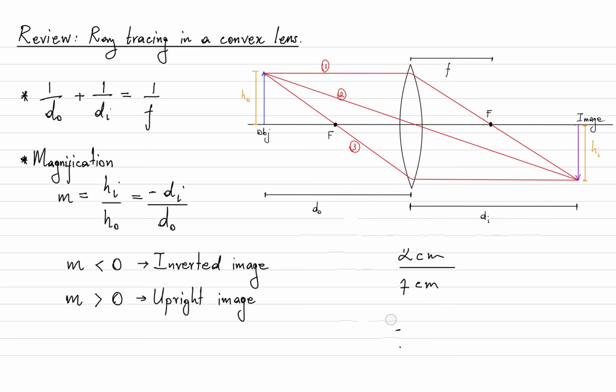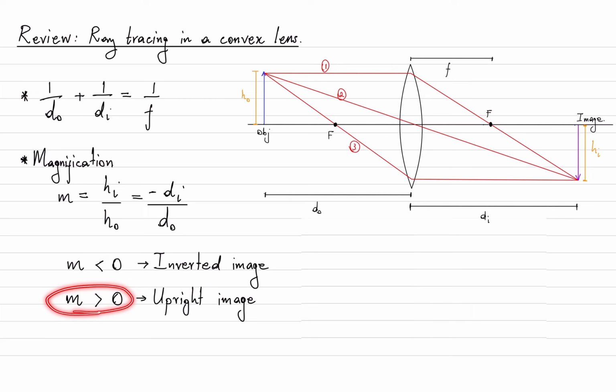Magnification tells us about the orientation of the image relative to the object and also the size of the image relative to the object. Of course, the other situation we could possibly have is if the magnification is positive, that means our image is going to be upright. And clearly that's not true for this particular case, because notice our image is on the bottom side of the principal axis. We will talk about a case where the image is upright.